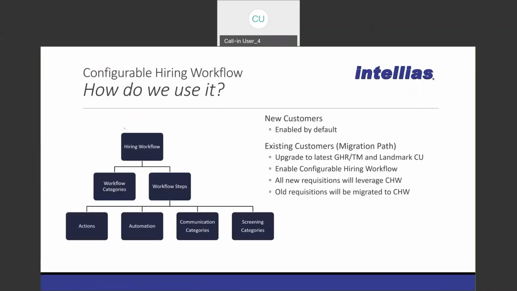Just jumping back a second, similar implementation steps here. So new customers, this is enabled by default. You get it, you're forced to use it, and I think that's a good thing. For existing customers, this is also an optional but strongly encouraged upgrade or migration. This is something, again, that you're going to need to be upgraded to the latest and greatest version to be running, but you get to choose when and how you enable that configurable hiring workflow feature. Once it is turned on, all new requisitions are going to be leveraging the new configurable hiring workflow, and the old requisitions will be migrated into the configurable hiring workflow.